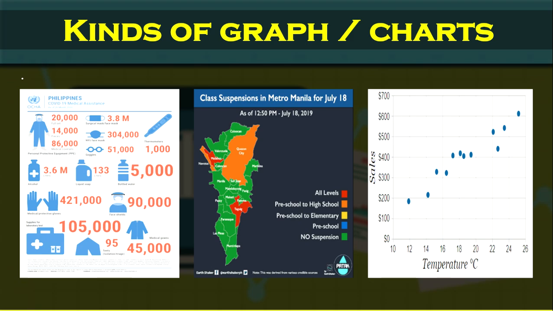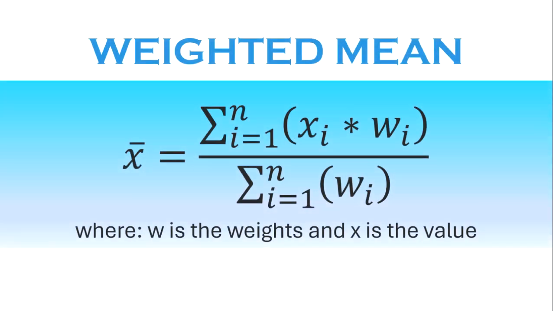Okay, then the last one, let's go back to tabular. When it comes to tabular, we use statistics in weighted mean. We have this main formula, and when it comes to weighted mean, usually we have the survey questionnaires.